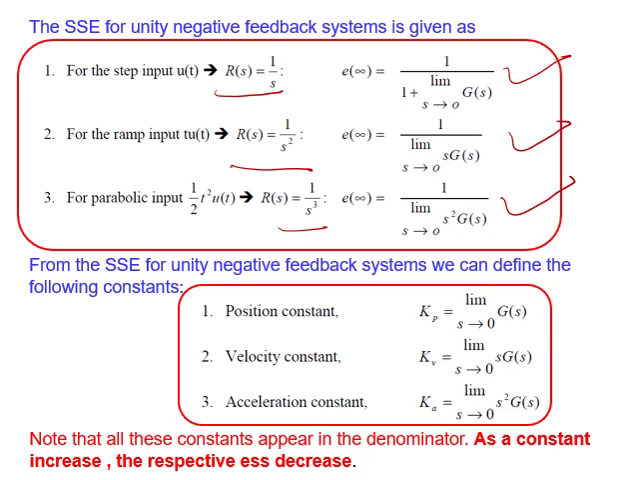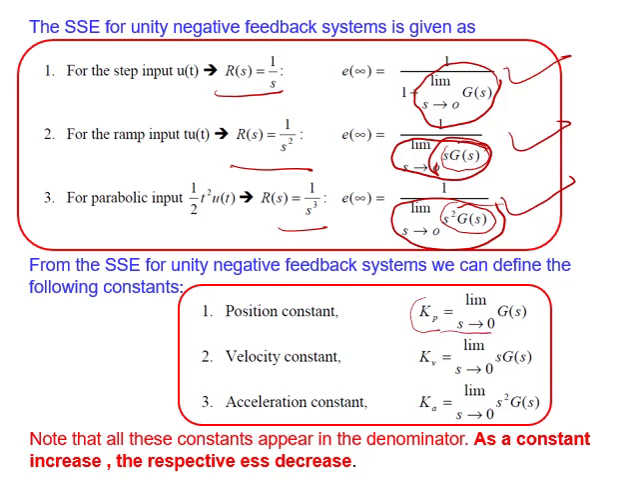Remember that here it's 1 over the limit of s into G(s), here s squared into G(s). Now this can help us catch certain points, that these values are going to be a constant which will decide something in the function. So we are giving them names. We are going to assume that Kp is equal to the limit of G(s), which is this value.